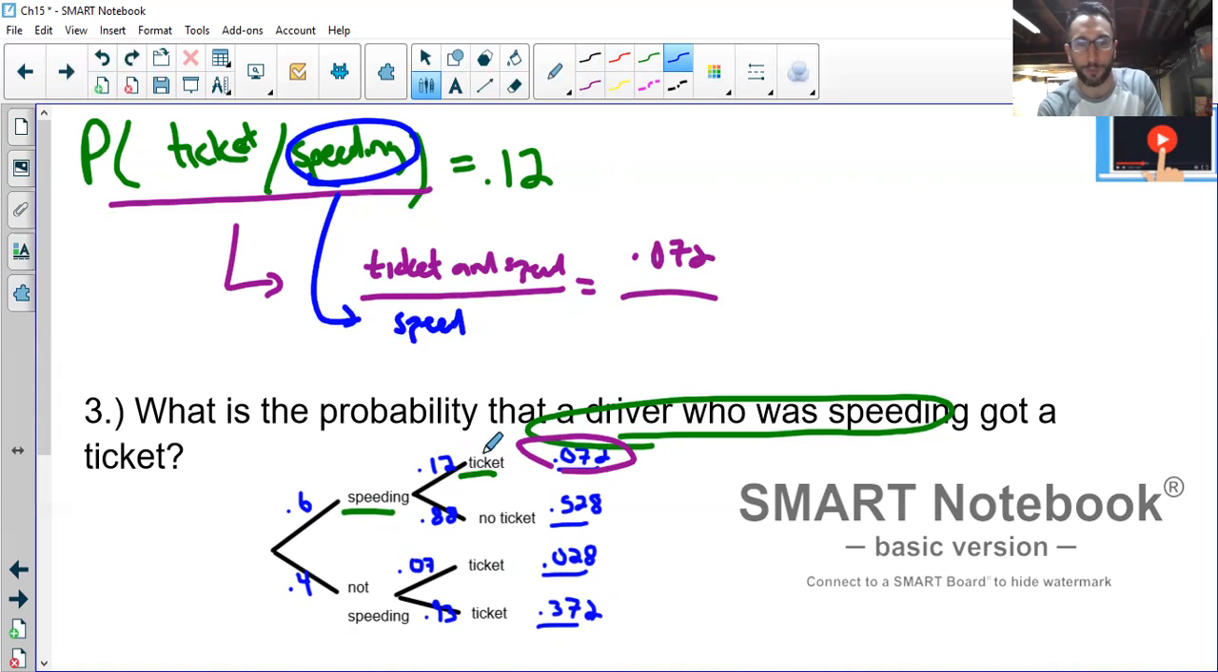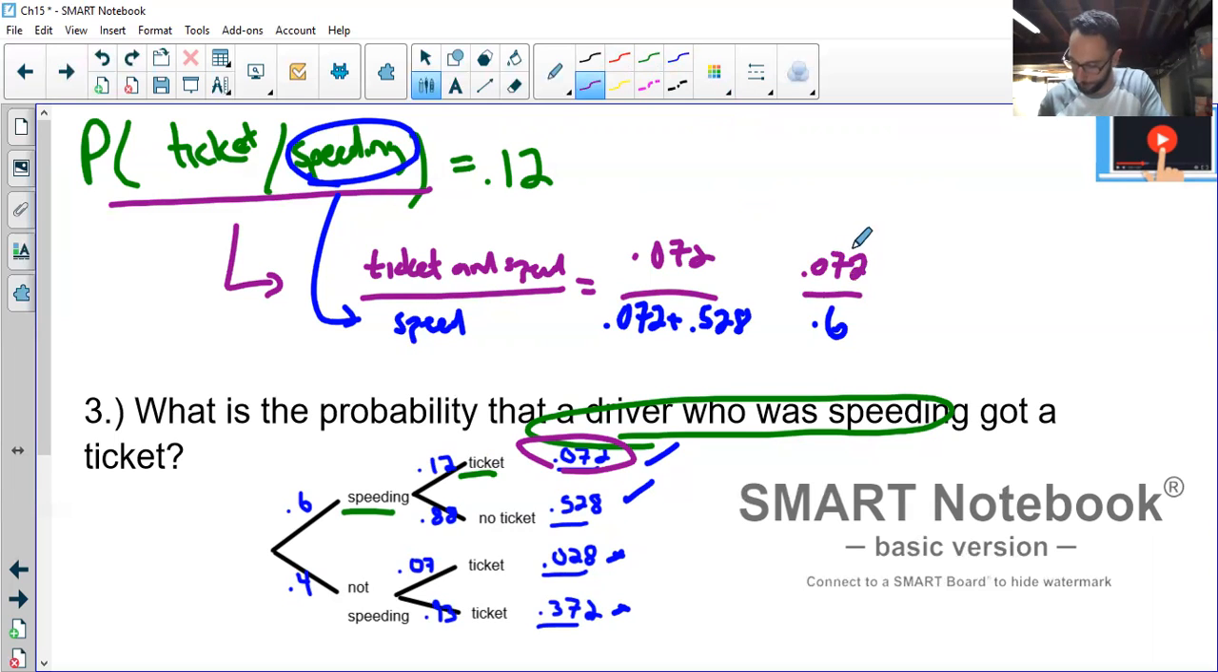Oh, why did I use blue? So down here, which numbers are speeders? Nope, not them. They weren't speeding. Oh, they were, and they were. So the denominator here, we see that repeat plus 0.528. That gives us 0.6 in the denominator. Got to keep my colors consistent.